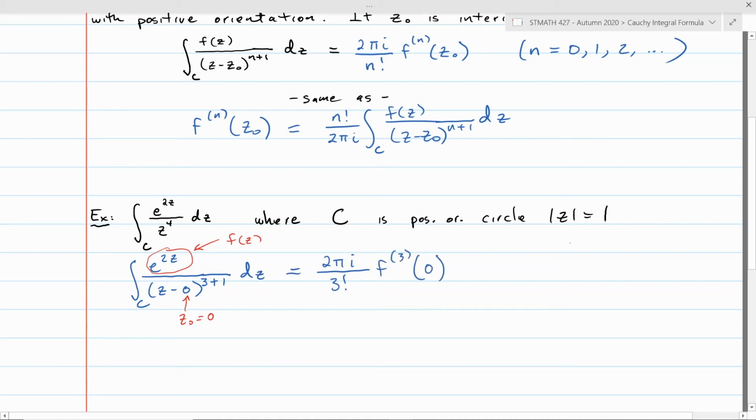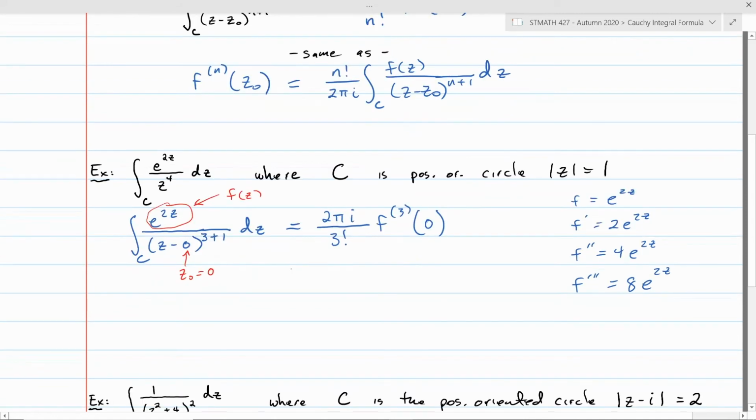So off to the side here, we need to calculate the derivatives up to the third derivative of our function. So f is equal to e to the 2z, f prime is 2e to the 2z, f double prime is 4e to the 2z, and f triple prime is 8e to the 2z. So I need to plug 0 into that, and I get 8. So this will be 2 pi i, 3 factorial is 6, times 8. So cancel, there's a 4, there's a 3. So 8/3 pi i, it looks like, if I did my arithmetic correctly.